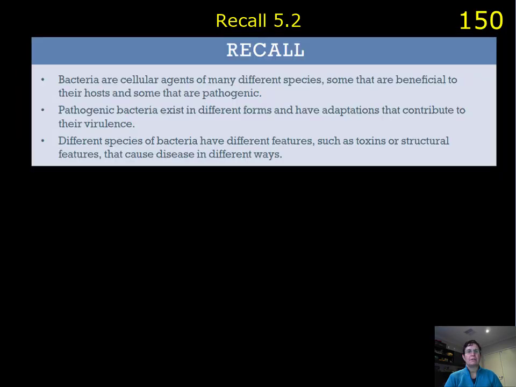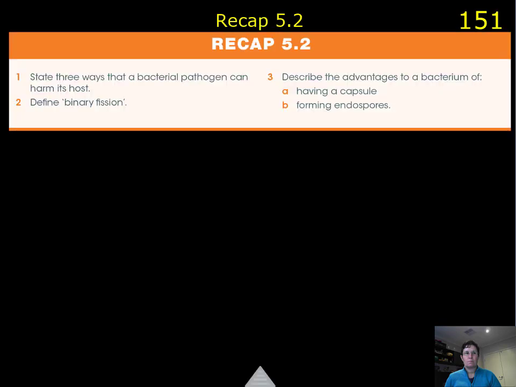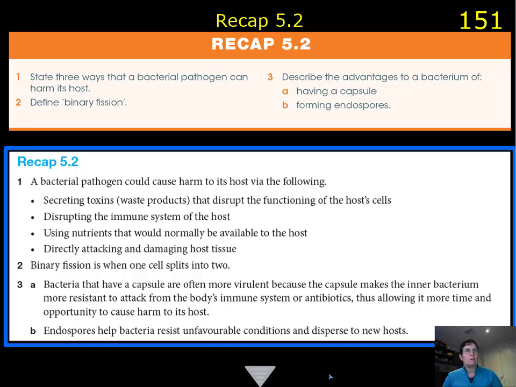Now that you've had a chance to look at those particular answers and mark your work, read the recall for 5.2 on page 150. And now take a moment to answer the questions for 5.2 on page 151. Mark your answers to the recap questions for 5.2.